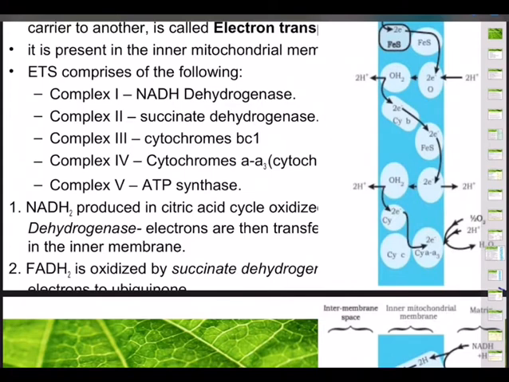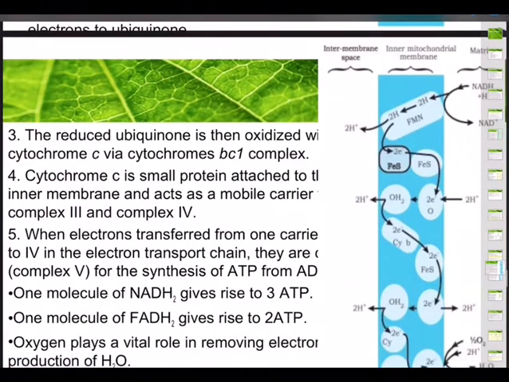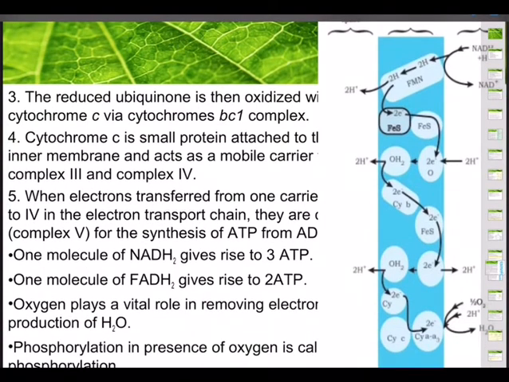4 protons are transferred from matrix to inner membrane space, like CoQ. Cytochrome C is a mobile electron carrier. It's a mobile electron carrier, and it is not part of any complexes mentioned in this.